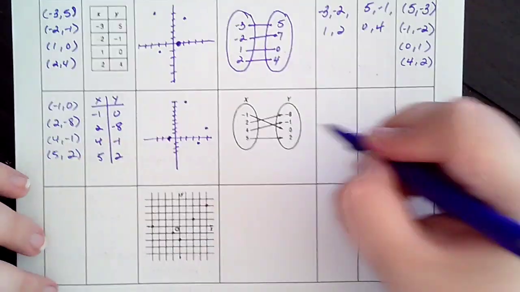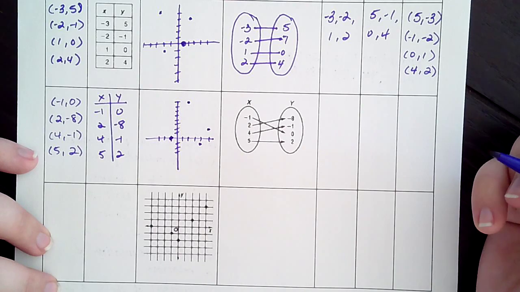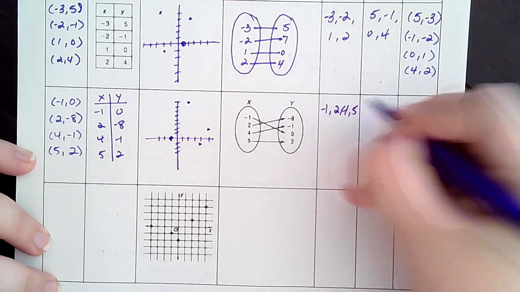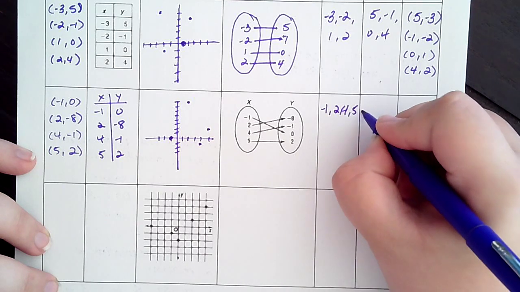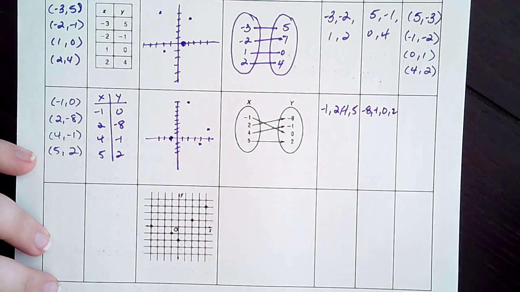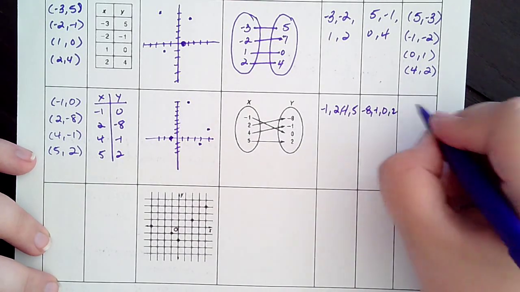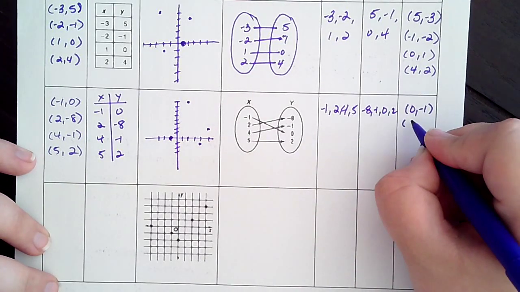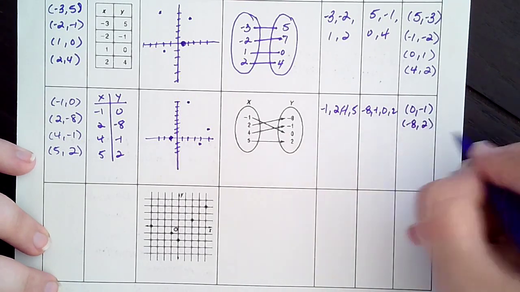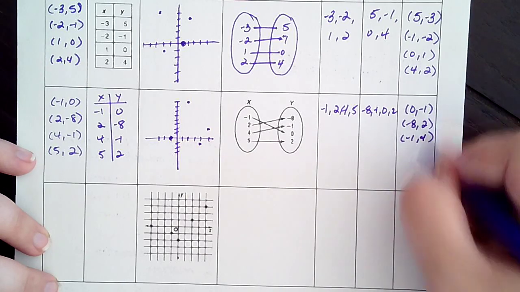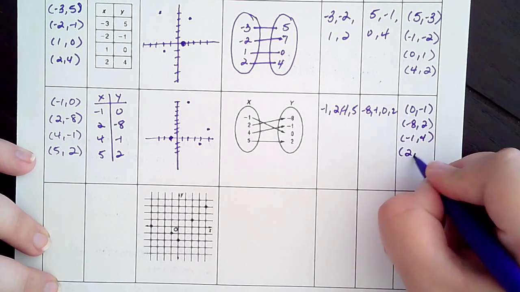Alright, next up domain, again taking it directly out of that left circle. Negative 1, 2, 4, 5, negative 8, negative 1, 0, 2, and then of course the inverse. You could list these side by side too. They don't have to go up and down like this vertically. This is just what I do for space.